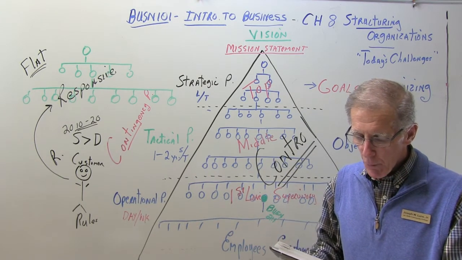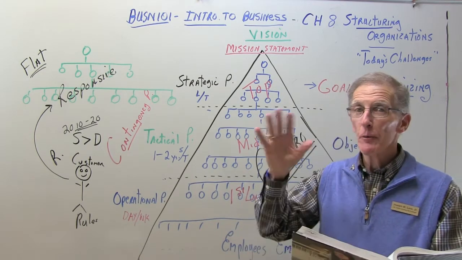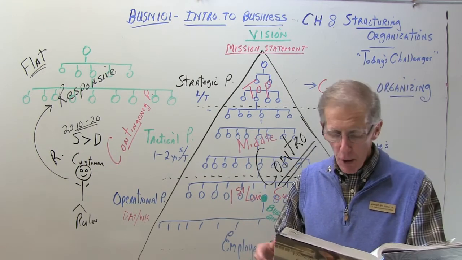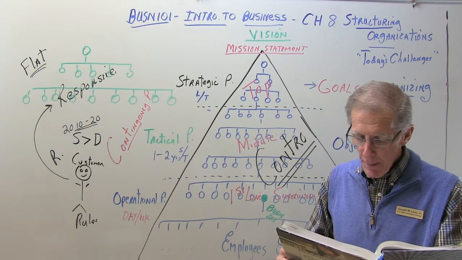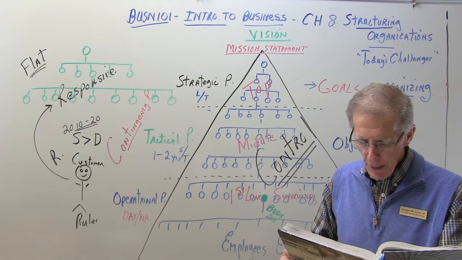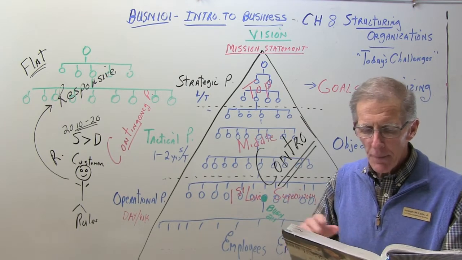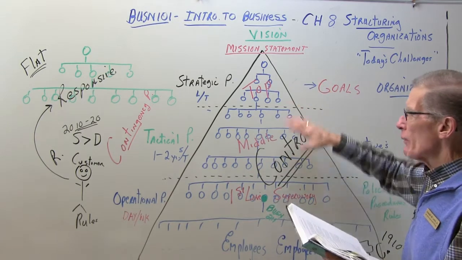Authority. Managers have the right to give orders and the power to enforce obedience. A little bit different sound back then. Clear communication channels. Equity. A manager should treat employees fairly. Esprit de corps. A spirit of pride and loyalty should be created. These are some principles that Henry Fayol said you should have within your organization.